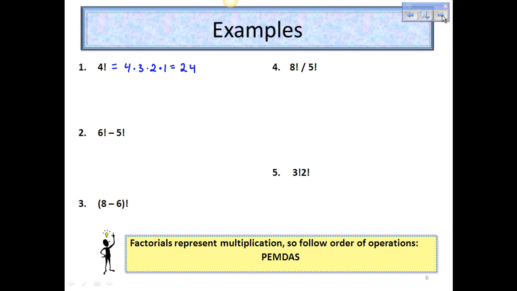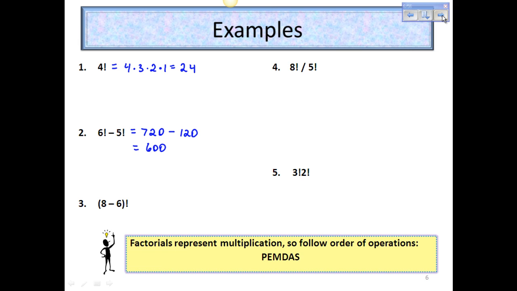Example 2. 6 factorial minus 5 factorial. 6 factorial is 6 times 5 times 4 times 3 times 2 times 1. You can use your calculator to do that multiplication, and that would be 720. And then we would need to subtract 5 factorial, which is 5 times 4 times 3 times 2 times 1, which is 120. And so 720 minus 120 is 600.